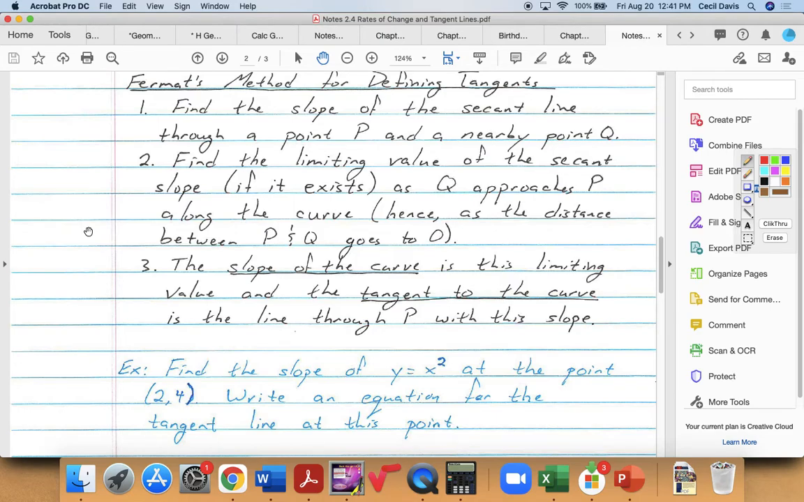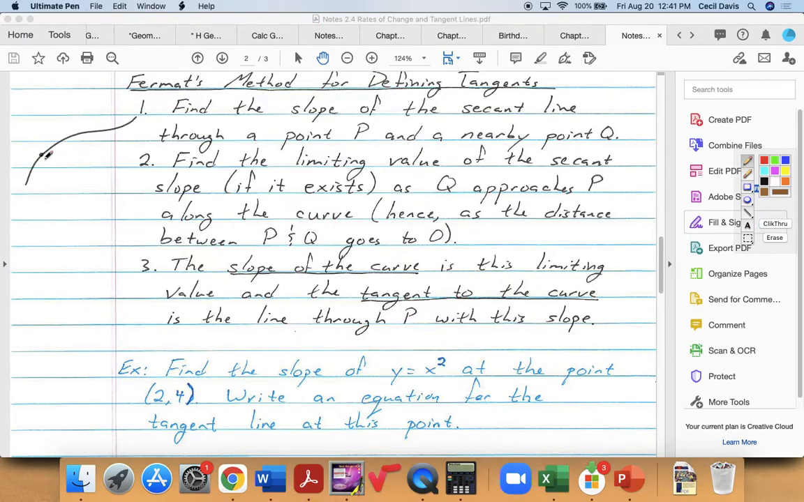So if we want to do this, what we do is we find the slope of the secant line through point P and a nearby point Q. Then we'll find the limiting value of the secant slope, if it exists, as Q approaches P along the curve. So just a real quick thing, what exactly are we talking about here? We have some curve. We're interested in what happens at P. We pick a nearby point Q. We find an expression for the slope of this secant line, and then we find the limiting value as we move Q towards P.